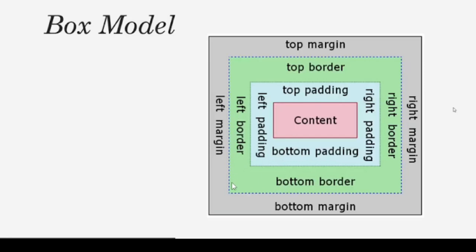You understand? Now when we talk about padding, it is the space between the border and the content. So any space between this border and the content is what we call padding. So we have padding top, padding bottom, padding left and padding right.